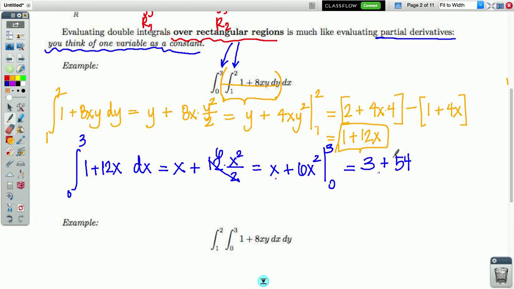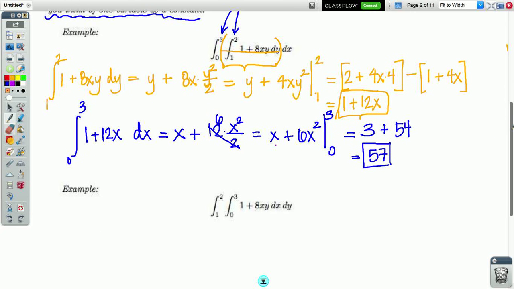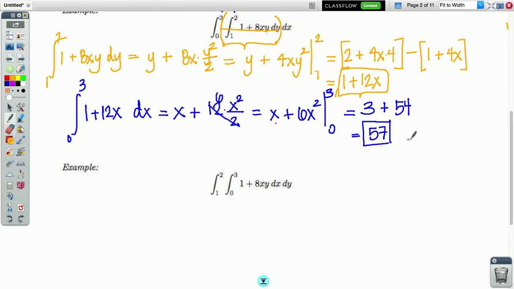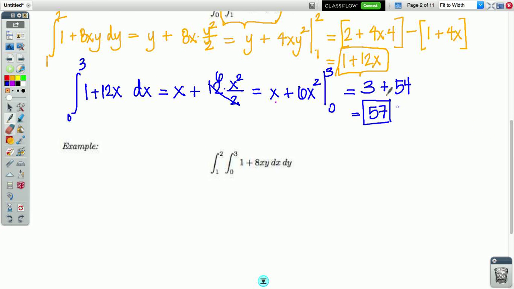The 0 goes away in all of this, so I'm not even going to write it, and your final answer is 57. And remember, this is a unit of volume. So if this was an actual application problem, maybe it would be something like cubic feet or cubic meters or something like that. But this is a volume answer.